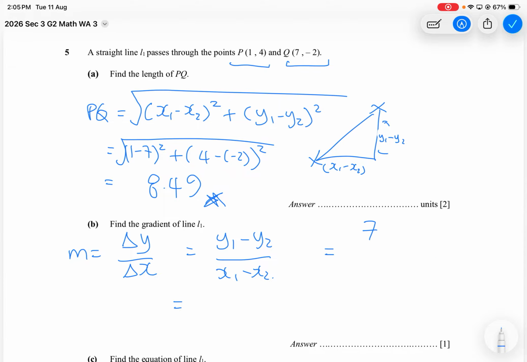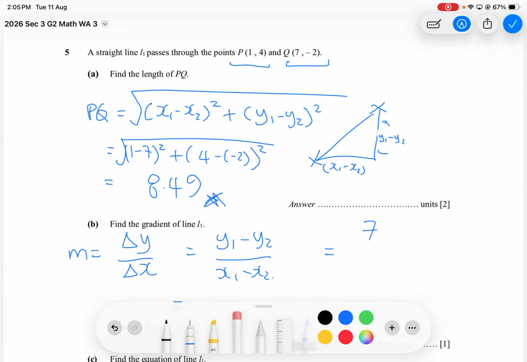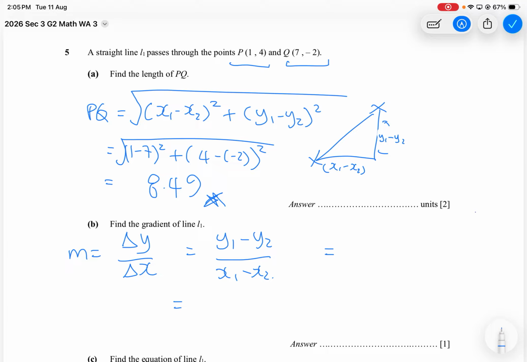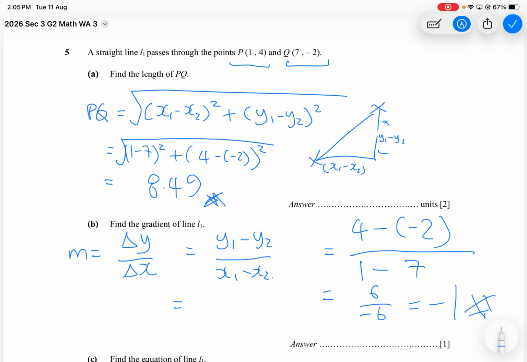So if I put 4 minus negative 2, I must start with 1 minus 7. 4 minus negative 2 becomes 4 plus 2, 6. Positive 6 over negative 6. So my gradient must be negative 1. I did the other method, just to make sure.